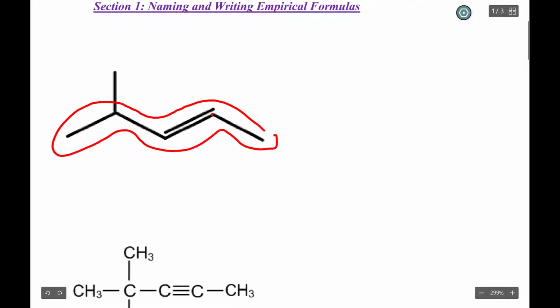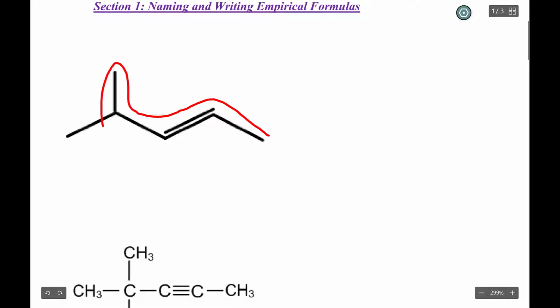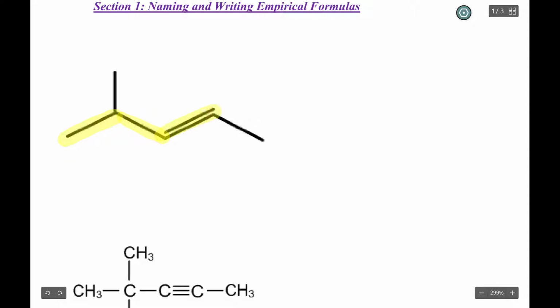This has 1, 2, 3, 4, 5 carbons. I could also go up, so I could go like this. And if I did this, it would be 1, 2, 3, 4, 5. Either way, we're going to get the exact same answer. So I'm just going to highlight the straight chain section as my parent chain. And of course, we have 5 carbons here, 1, 2, 3, 4, 5. And then we have a methyl group up here.